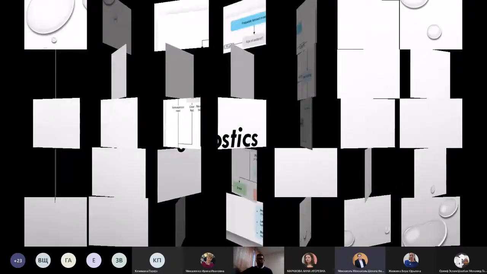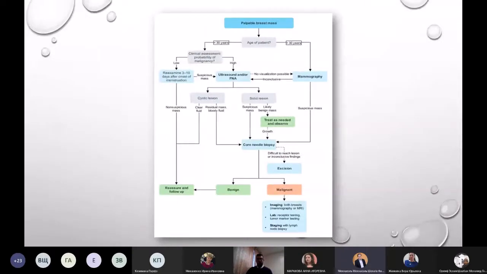All the time we are looking for a diagnostic scheme or algorithm in order to manage our patients, without forgetting the triple assessment, but we must take into account the age of the patient, as my colleague mentioned before. If the patient is younger than 30 years old, we must go for clinical assessment of the probability of malignancy. If low, re-examine within 3 to 10 days, and after that reassure and follow up. And if it is a highly suspicious mass, we must go for ultrasound and fine needle aspiration.